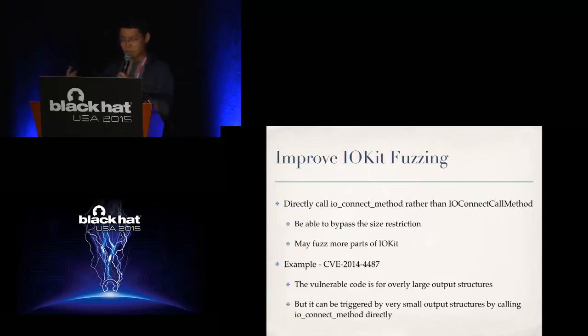But the problem is, if you want to exploit this bug, you should do some heap spray and heap feng shui. That means you need to put the memory into a smaller zone, not larger than 4 kilobytes, must be in a smaller kalloc zone. So if you call the IOConnectCallMethod function, you will not be able to trigger the bug. So you need to call the low-level function. You can trigger the bug and bypass the size restriction, so you can exploit the bug.